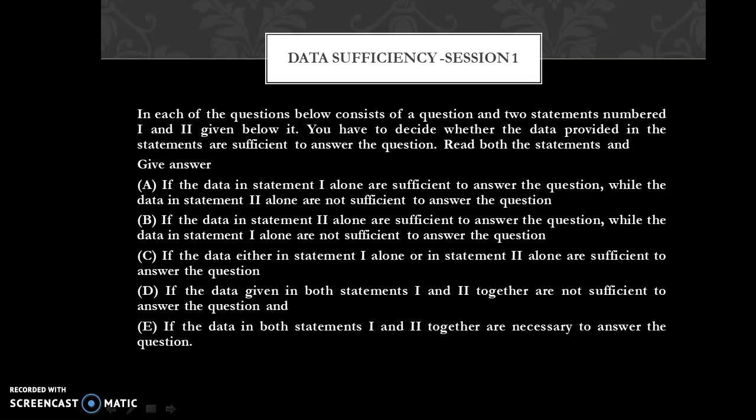If the data in both statements 1 and 2 are not sufficient to answer the question, then option D is the correct answer. If the data in statement 1 and 2 together are necessary to answer the question, then option E is the correct answer. So keep this point in your mind. Options.